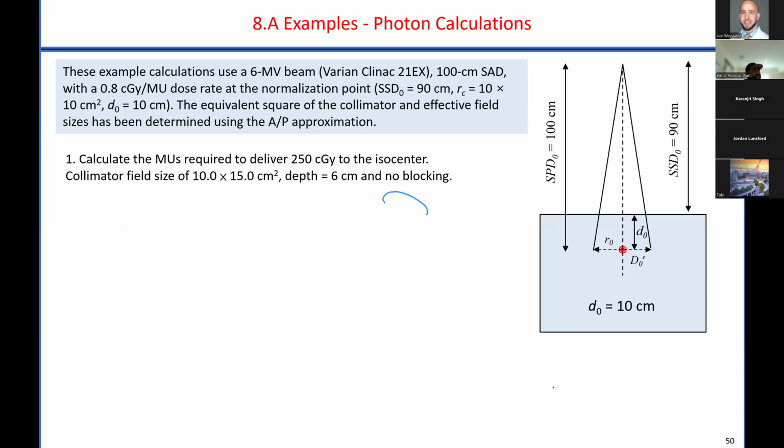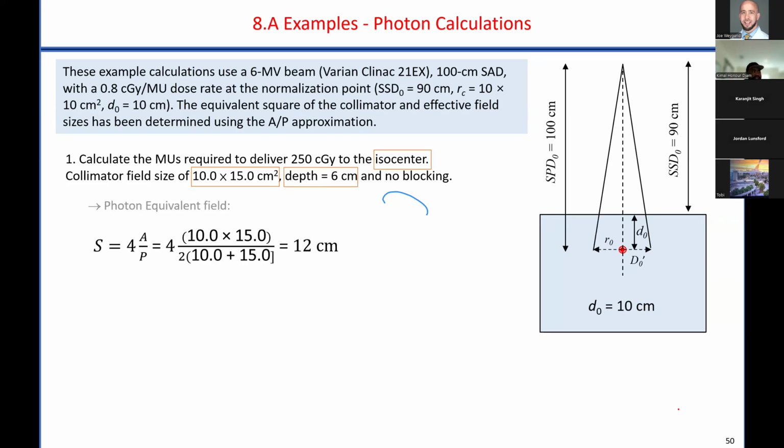So the first example here is we have a 6MV beam at 100 cm SAD with 0.8 centigray per MU dose rate at the normalization point. Keep in mind that the normalization point here is 10 cm, the equivalent square, and we're required to calculate the MUs required to deliver 250 centigray to the isocenter. The collimator size, as defined by the question, is 10 by 15 cm squared, the depth of calculation is 6, and there is no blocking. These are the crucial things that we need to pay attention to.